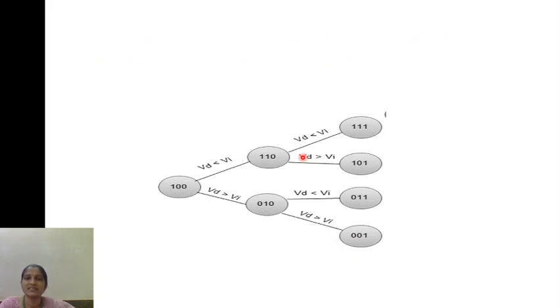This can be explained by using this example. See here, initially the MSB bit. MSB means most significant bit. That is the left side bit is called the most significant bit, and the right side bit is called the LSB bit. So initially the MSB bit is set to 1. Now if the input voltage is greater than the output voltage, here Vi indicates the input voltage and V0 indicates the output voltage.